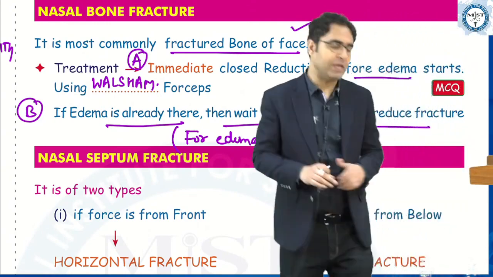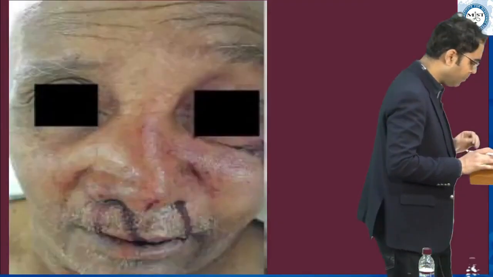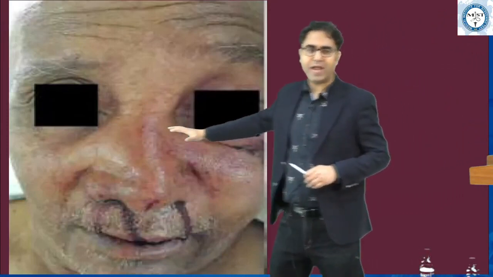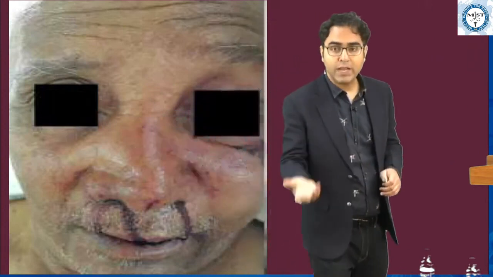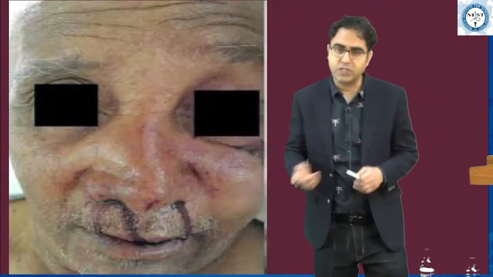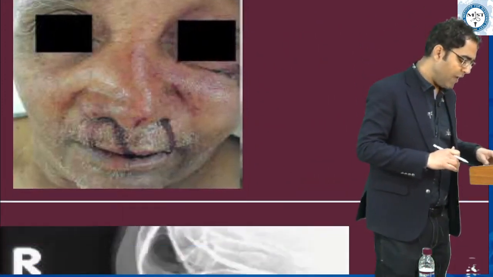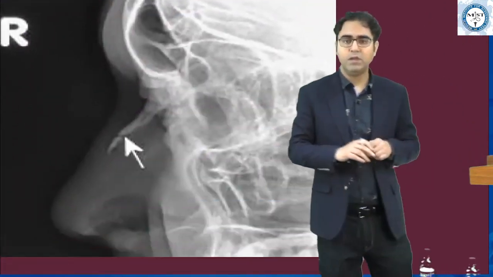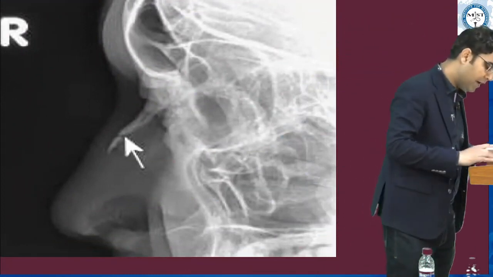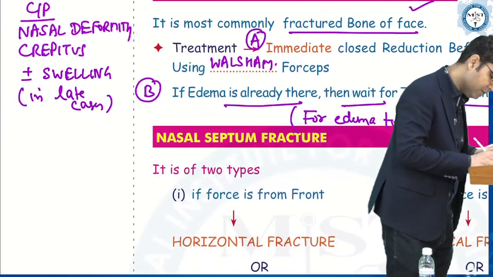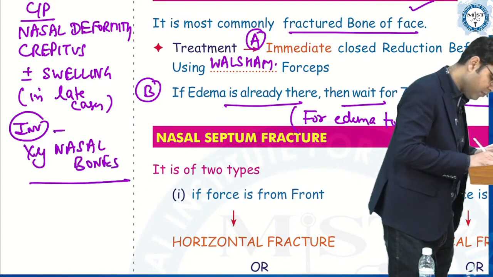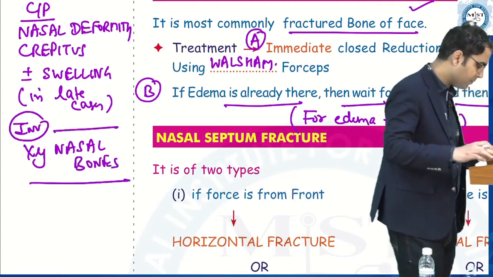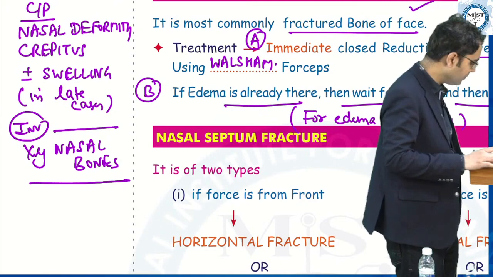Let's see the patient, everybody. This is your patient, beta, who got the nasal fracture, who got the nasal deformity. There is a crepitus also. There may be swelling, there may not be swelling. Swelling comes in the late stages. And if you do the X-ray of this patient, beta, can you see? Write down investigation, beta. Investigation will be X-ray nasal bones, beta.